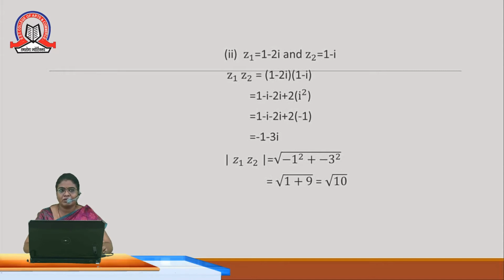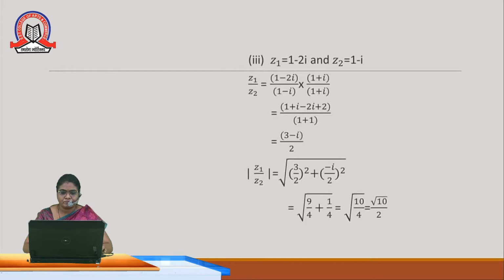What is the formula for modulus? Root of x square plus y square. Therefore, here x is minus 1 and y is minus 3. Therefore, root of minus 1 whole square plus minus 3 whole square. The square value of minus 1 is 1 and square value of minus 3 is 9. The answer is root 10.